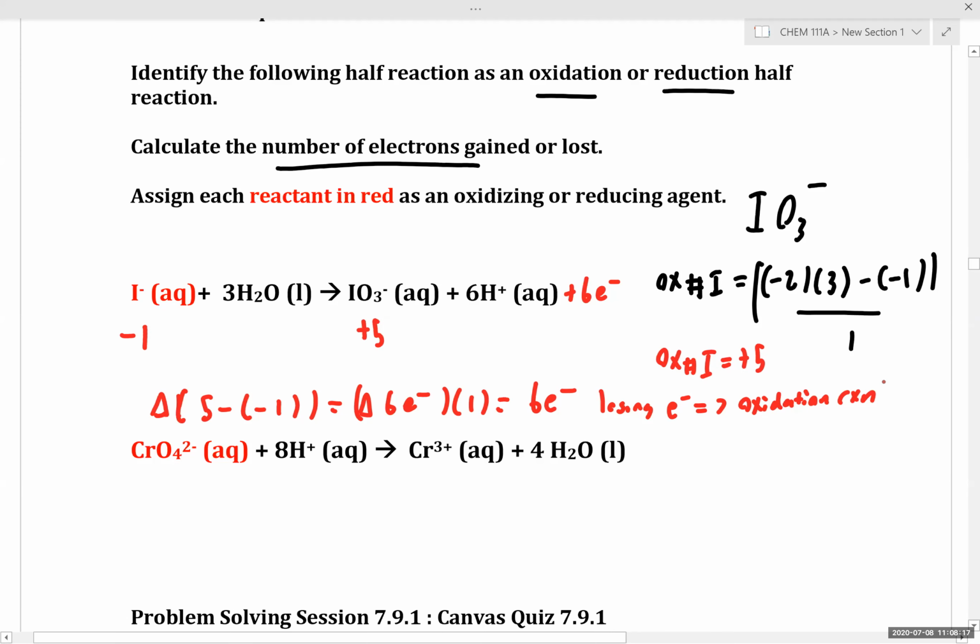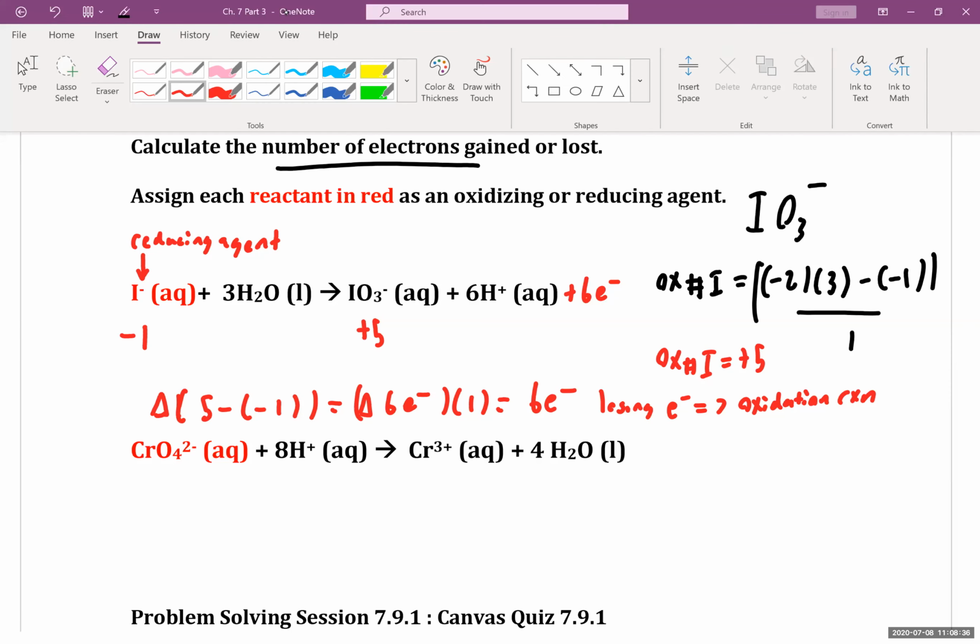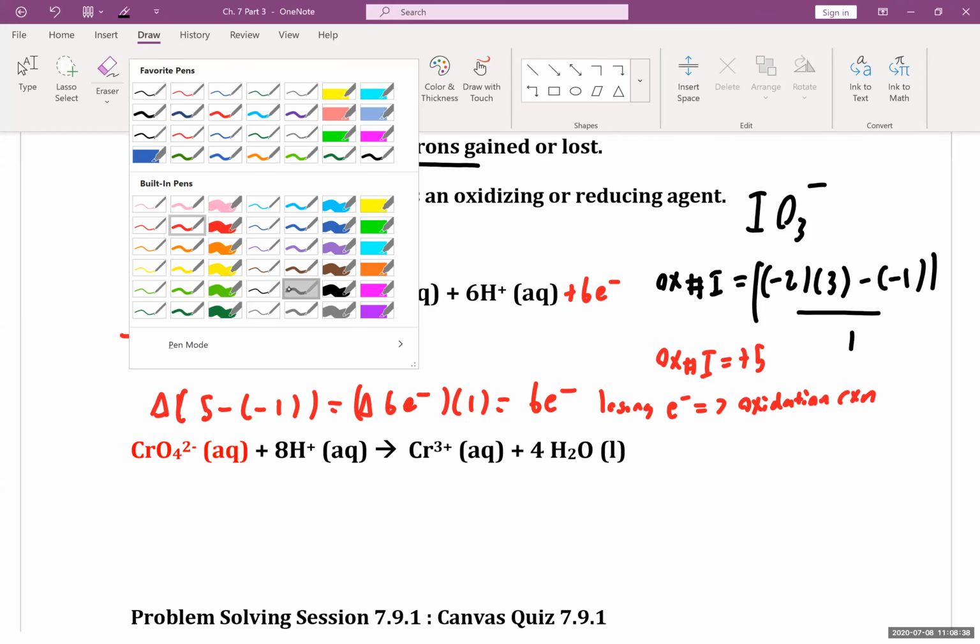Further, as a result of this, we'd say that iodide would be a reducing agent. The species that loses electrons is giving electrons, and we call that the reducing agent. Let's look at another example.